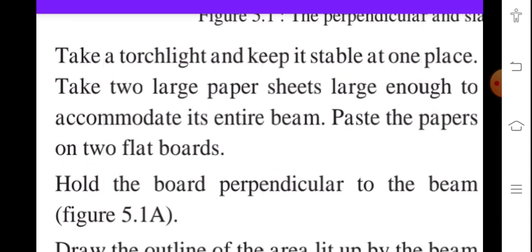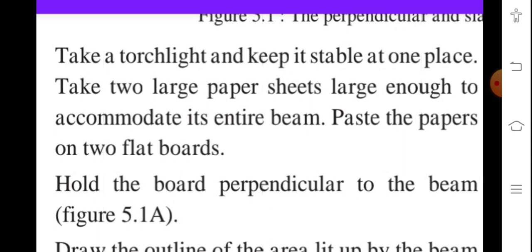Take a torchlight and keep it stable at one place. Take two large paper sheets large enough to accommodate its entire beam. Paste the papers onto flat boards. Here they tell us to take a torchlight and keep it stable at one place. We need to keep the torchlight stable at one place.